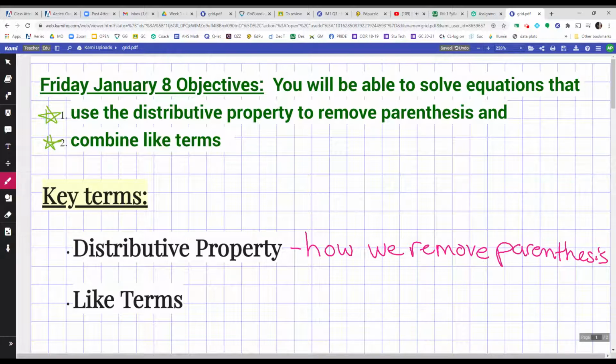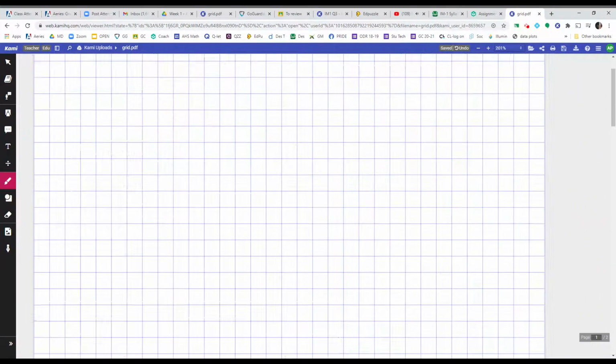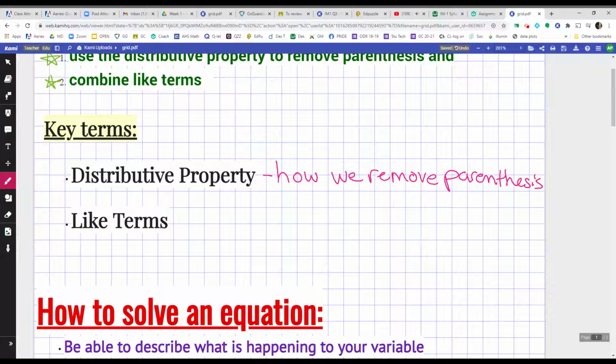For example, right here, let's say I have something that looks like this. 3 parentheses 5x minus 9. I have a parentheses. There's something in front of it. I can't go on until I remove the parentheses. So what I'm going to do is I'm going to distribute the 3 to both terms inside.